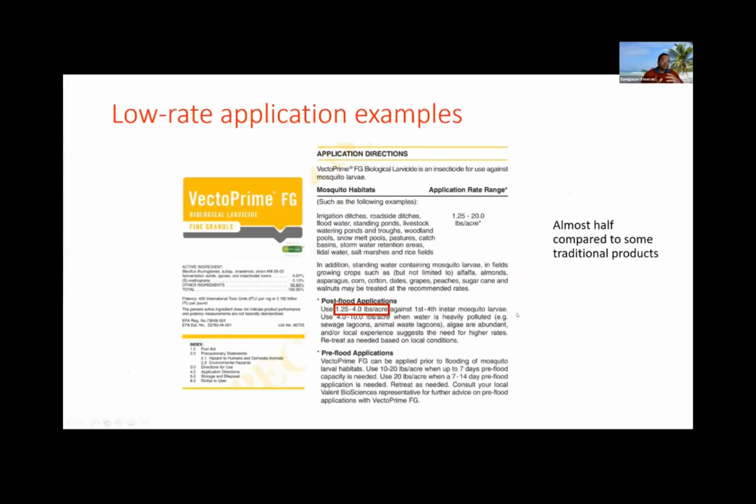Okay, let's see some low-rate application examples. How can we resolve them? So I picked Vector Prime because it's easier. I'm more familiar with Vector Prime, but this applies to any other low-rate application product. You can choose anything that's out there.